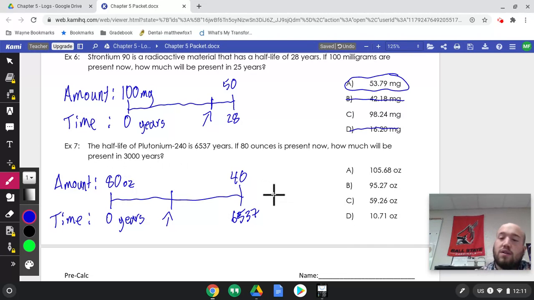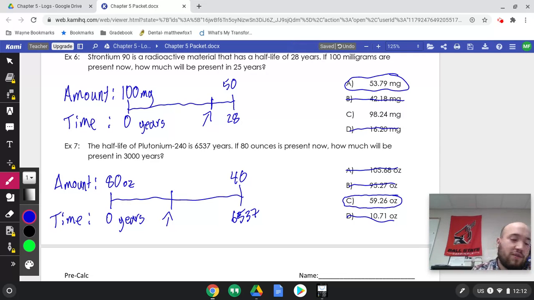So right from the start, I know it cannot be this one. I know it cannot be this one. There's no way for it to grow with a half-life. Okay, and then it can't be less than 40 because that would be over a half-life. So it's 59.26 ounces. Now, if you have more questions about specifics of half-lives, let me know.